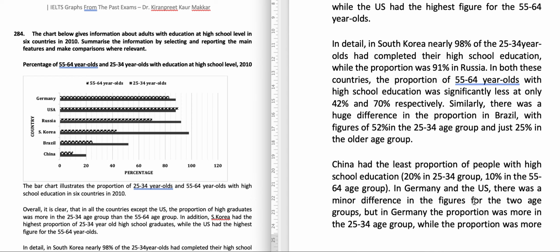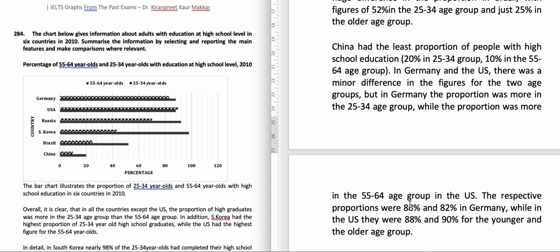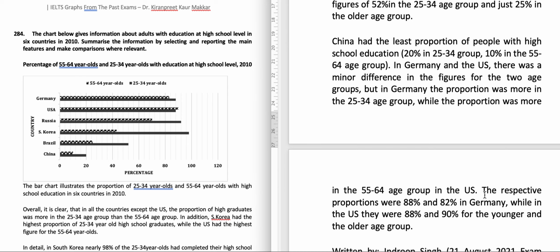In Germany and the US, there was a minor difference in the figures for the two age groups, but in Germany, the proportion was more in the 25 to 34 age group. So, here in Germany and in the US, there was a minor difference, but in Germany, the proportion was more in the 25 to 34 age group, while the proportion was more in the 55 to 64 age group in the US. The respective proportions were 88% and 82% in Germany, while in the US they were 88% and 90% for the younger and older age groups.